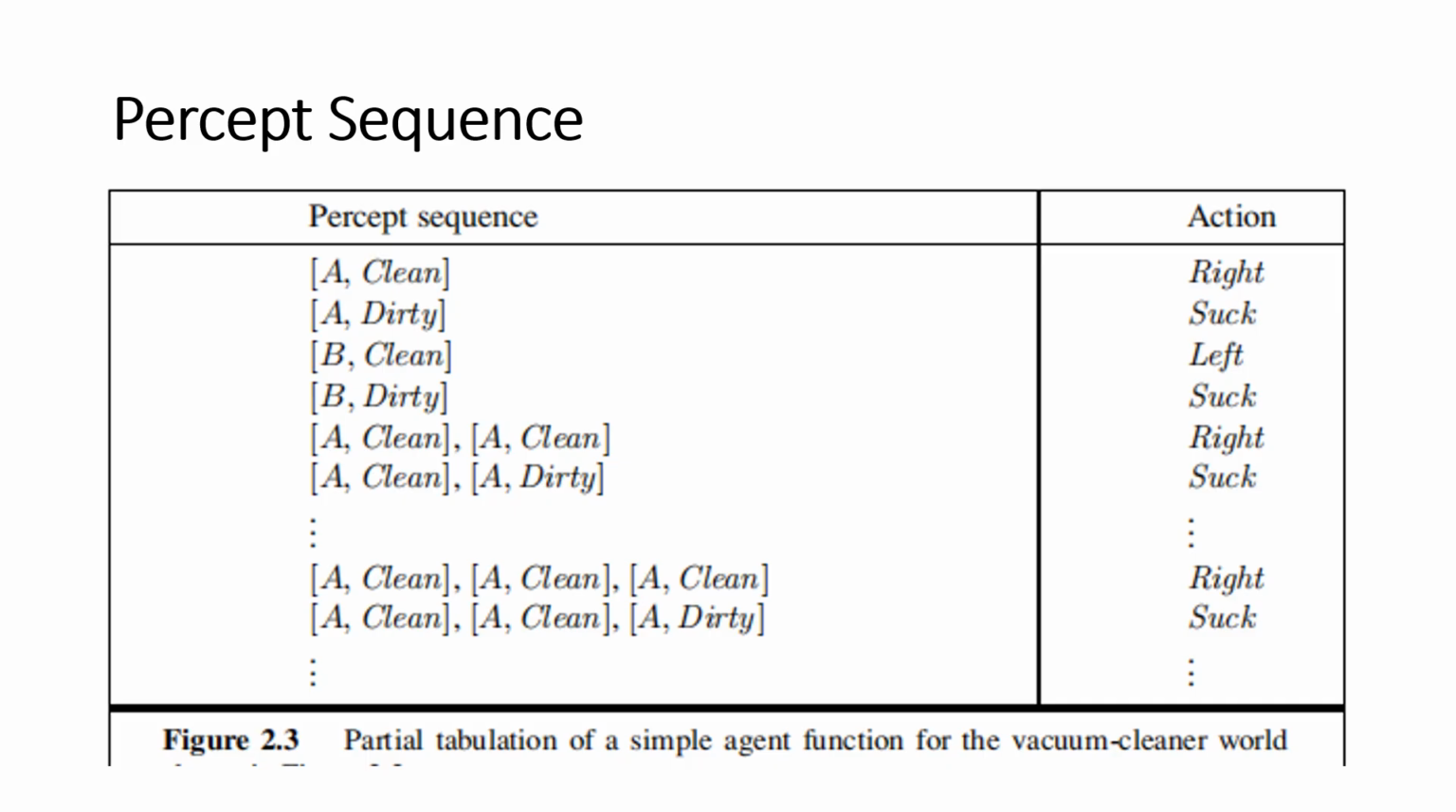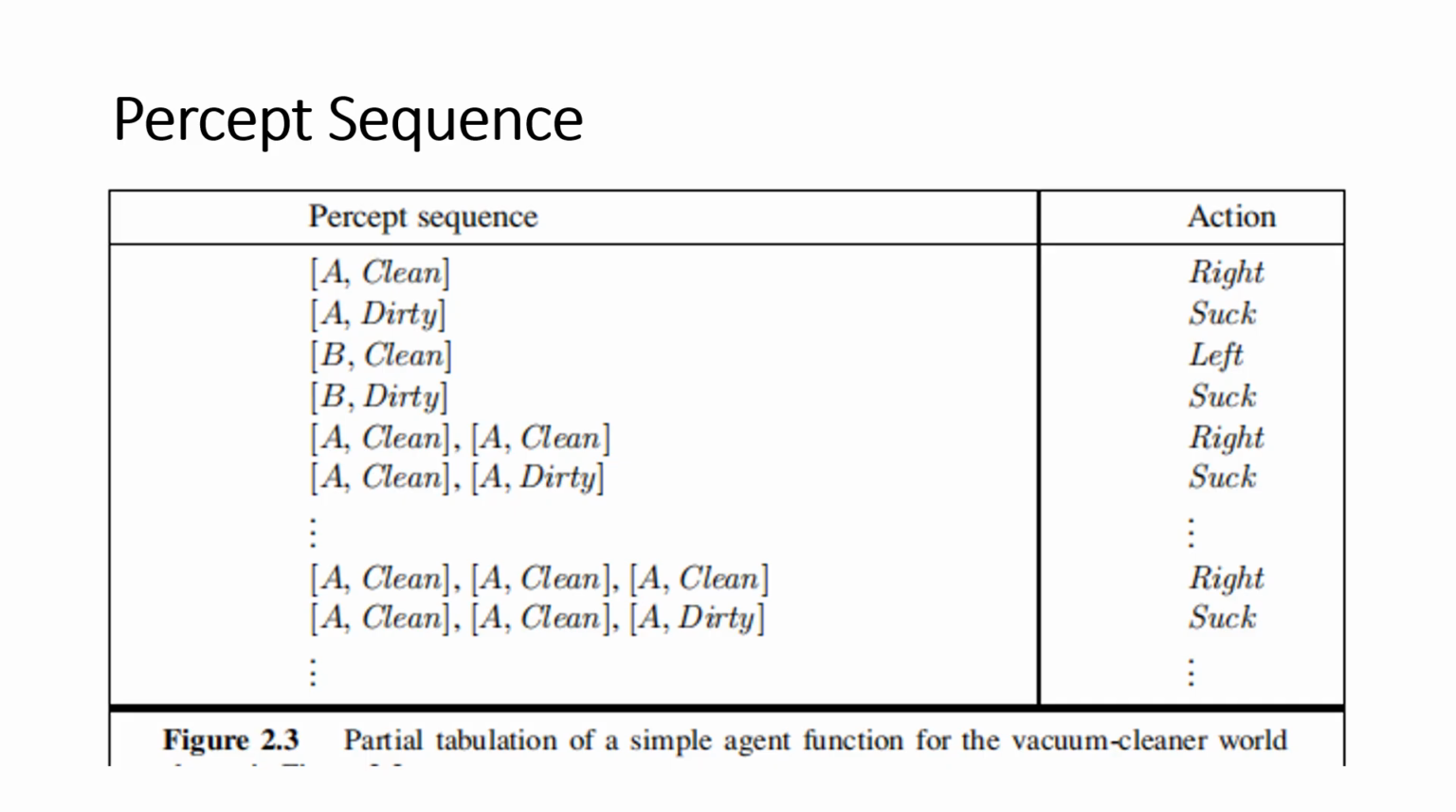So here we can see what are the percept sequences. So first percept is A is clean. So the action will be right. So that means if A is clean, then it has to move to the next square B. Then another percept, A is dirt. Okay, if A is dirt, then what will be the action? Then it will suck the dirt. So the action will be suck. Then B is clean. So B clean, then it has to move to the left. That means it has to move to A.